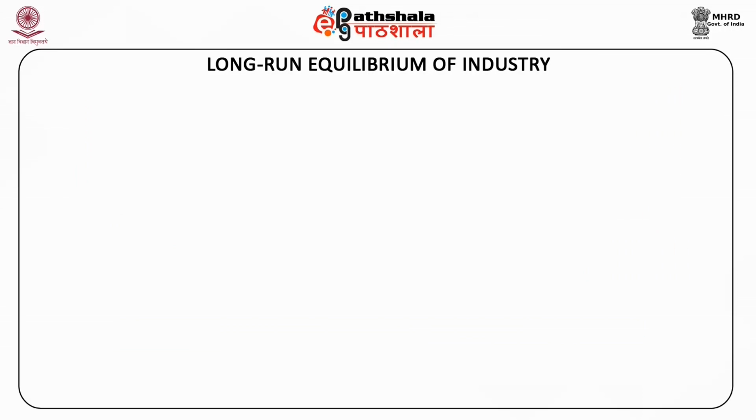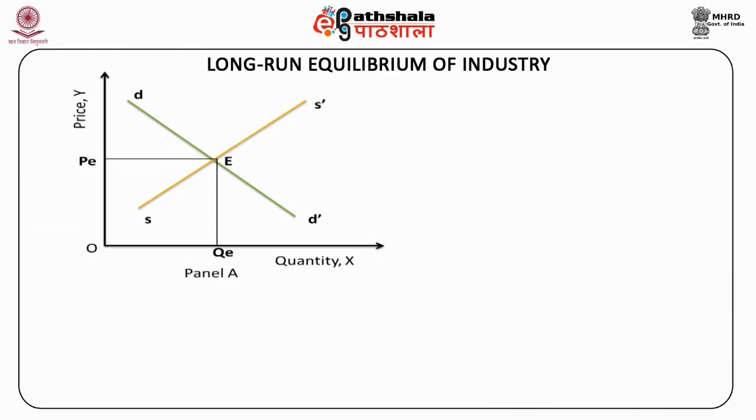However, when all firms are producing at the minimum point of their long run average cost, they reach a price at which all the firms are in equilibrium and earn only normal profits. This is the situation when the industry is in long run equilibrium. This can be explained through a diagram. In the first panel, DD dash represents the demand and SS dash represents the supply. Point E is the point of equilibrium for the industry.